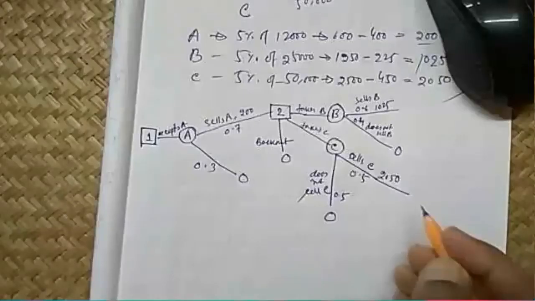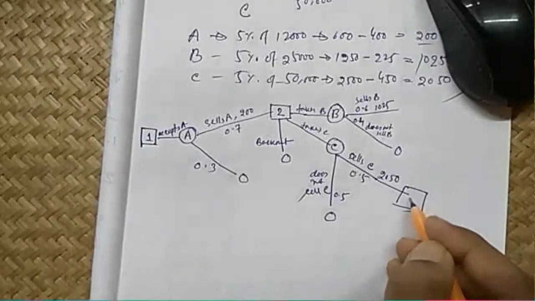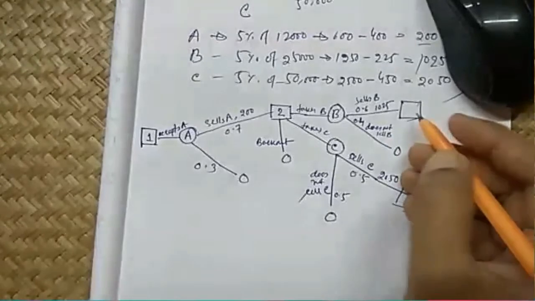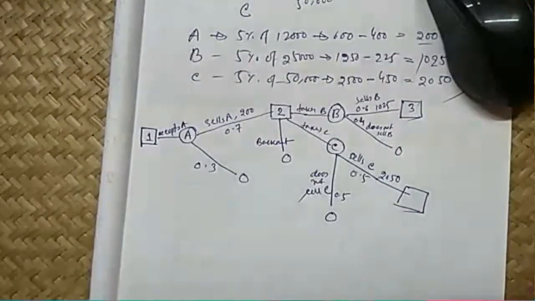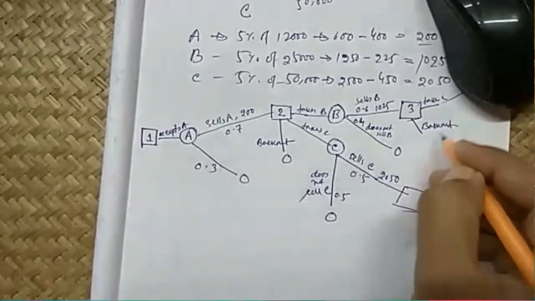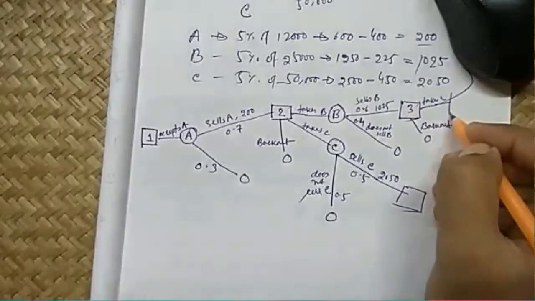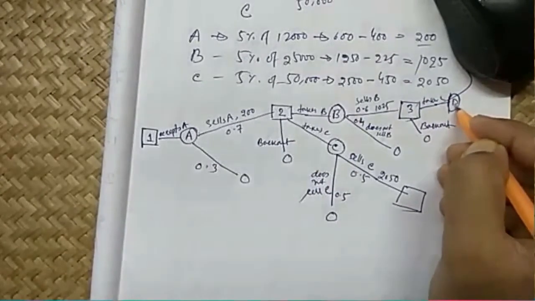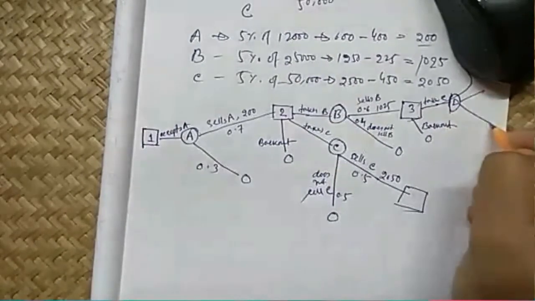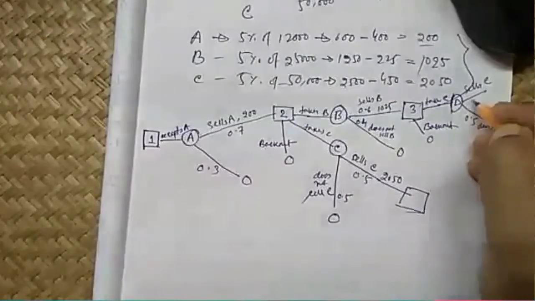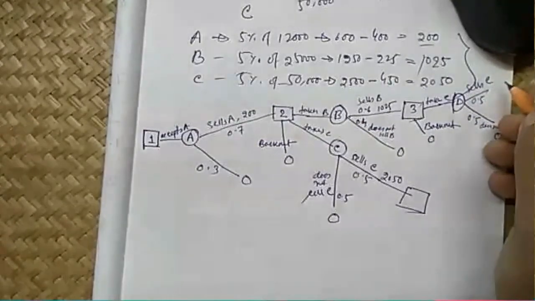Okay, now if he sells C, decision node, and here on B, after B, there is again a decision node. So here is decision node 3. Decision node 3 says takes C or says back out, which gives 0. If you take C, then there is again a chance node. This chance node has two outputs: 0.5 does not sell, which gives 0, and sells C, which has probability 0.5 and gives 2050.